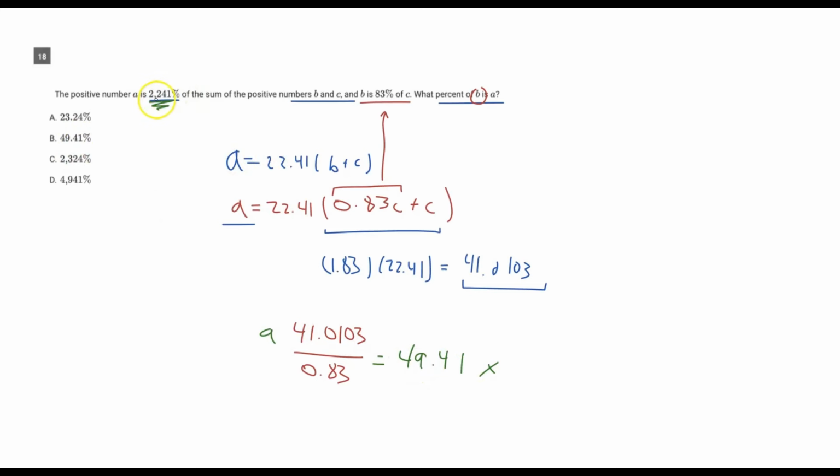If we look up here, 2,241% translated to a factor of 22.41. Therefore, a factor of 49.41 can be attributed to the same scale of 2,241%. This will be the same as 4,941%, and therefore our correct answer is going to be D.